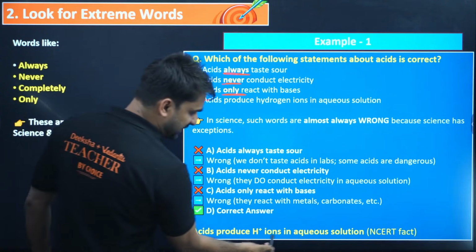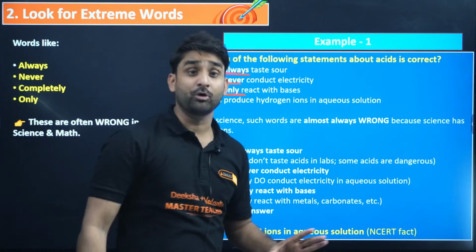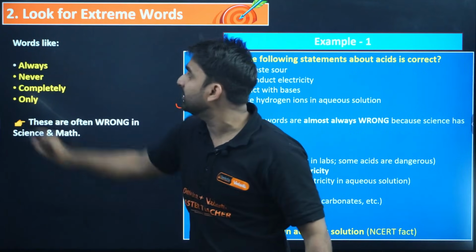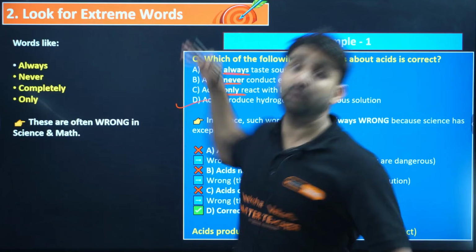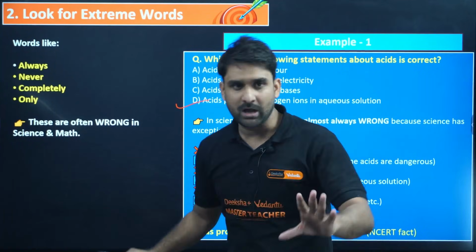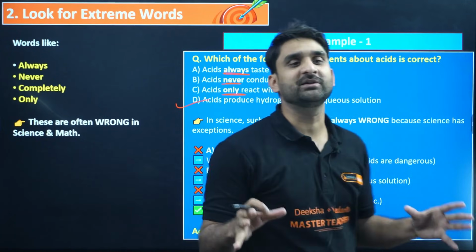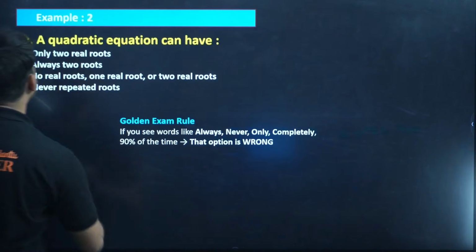Acids produce H plus ion in aqueous solution. We all know this is an NCERT point and NCERT fact. I hope you're getting my point. So it is found that generally, if these words come up in any options, most probably, I'm not saying the option will be incorrect, I'm not fixing it, but yeah, there is huge possibility that such options would be incorrect for you, right? Moving to next guessing trick.